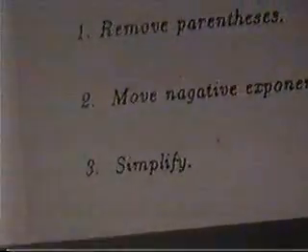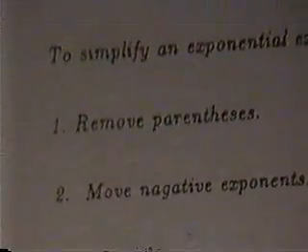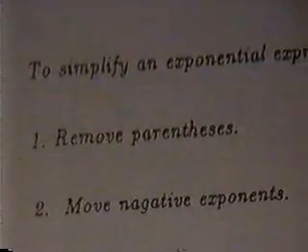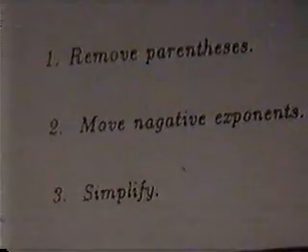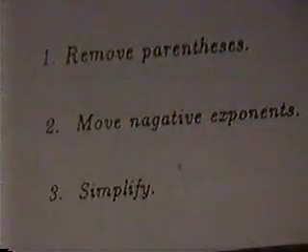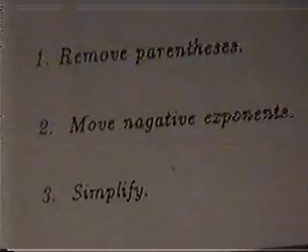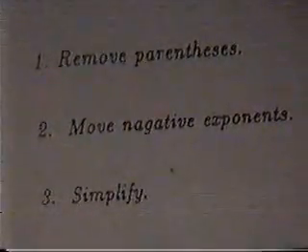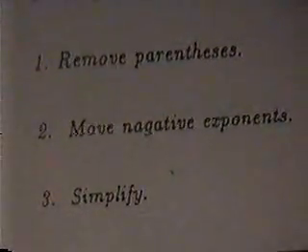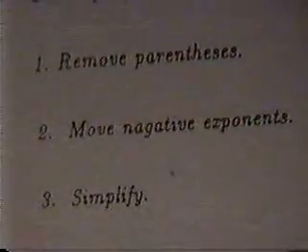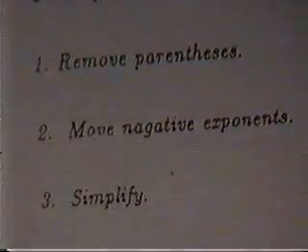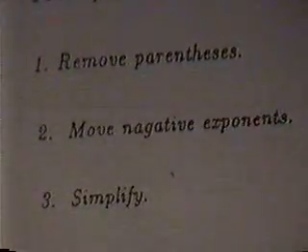All right, now let's look at some statements to memorize in your mind. Remove parentheses. Move negative exponents. What that means is rule number 4. So if you have a number to a negative exponent, then you move it up or down. And then rule 3 is simplify, okay? So remove parentheses first, then work with the exponents.